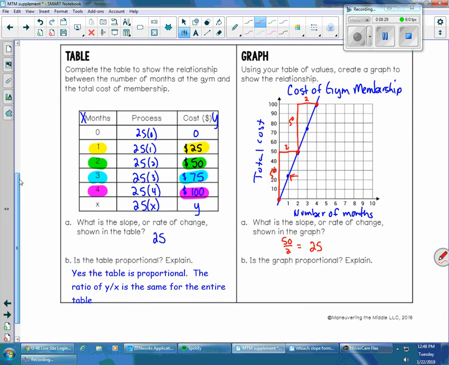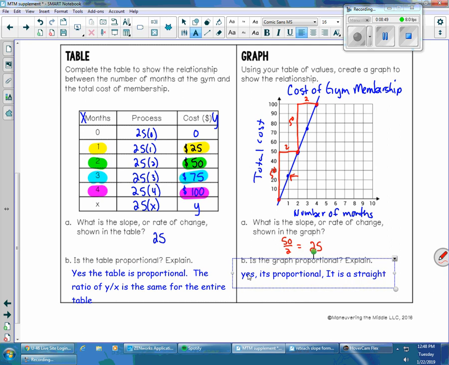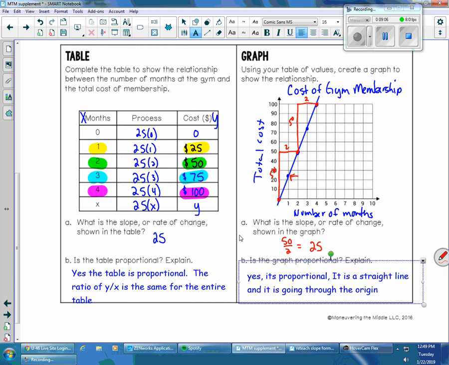Okay? Is the graph proportional? Explain. So hopefully right now in your head you're screaming, yes, of course it's proportional. So yes, it's proportional. How do I know? What's my explanation? It is a straight line, and it is going through the origin. I can glance at a graph without knowing its slope or without knowing anything about it and tell whether it's proportional or not if it's a straight line and it's going through the origin.